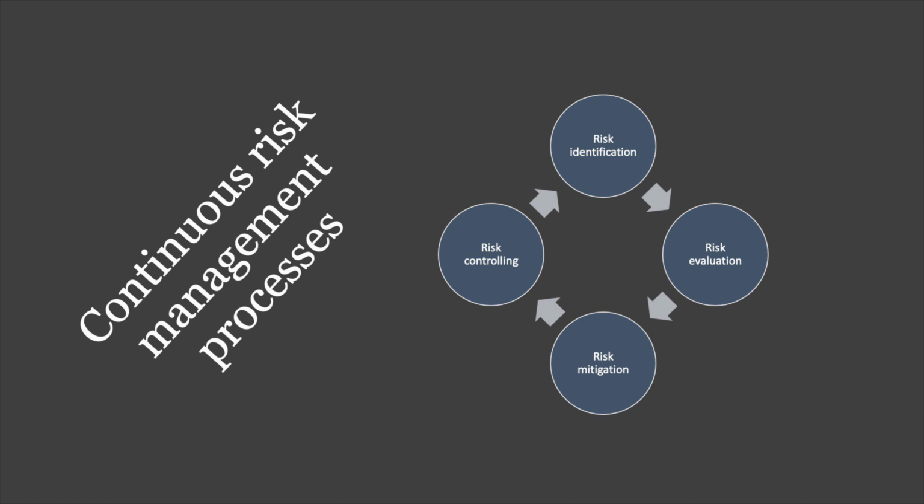So let's talk about the continuous risk management processes. We have 4 processes starting at the very top. That's going to be risk identification, followed by risk evaluation, risk mitigation, and risk controlling. Now, you may be wondering what the differences are between these, and we'll talk about each one.